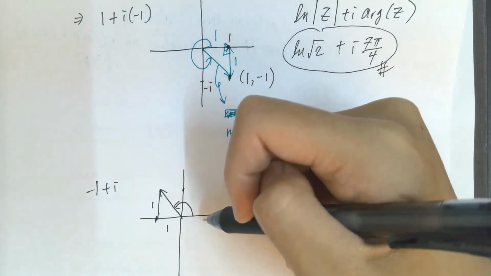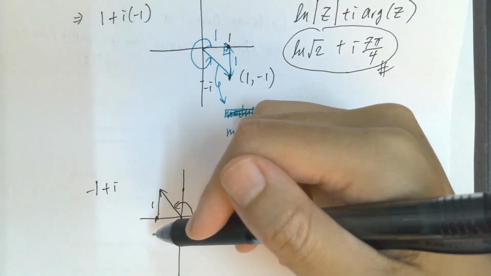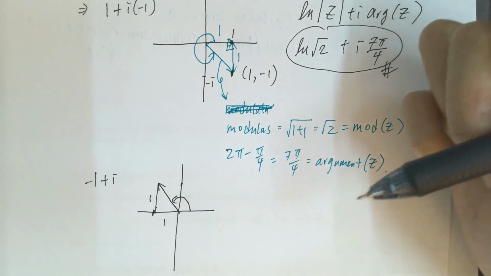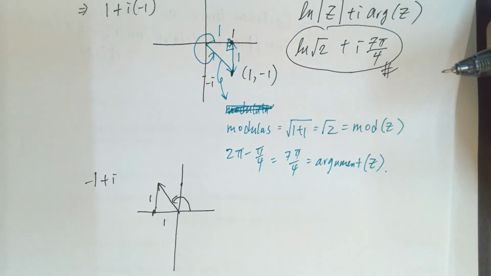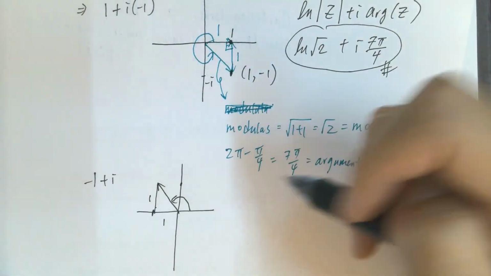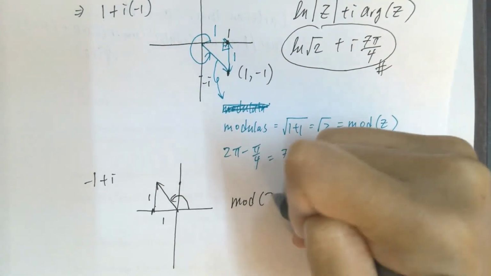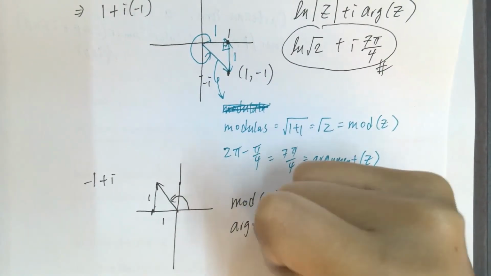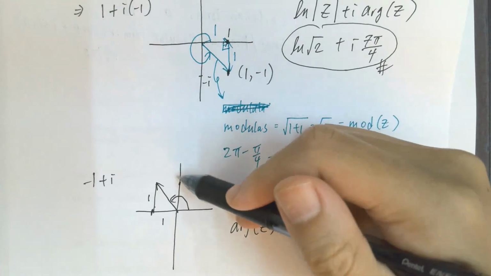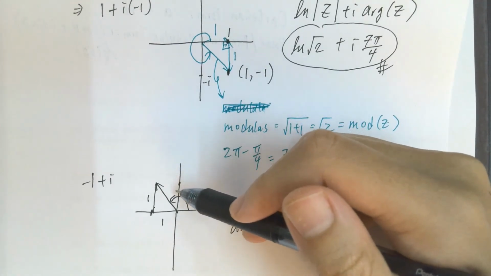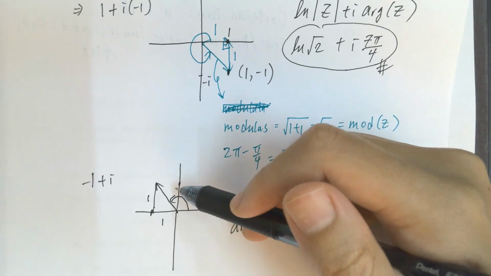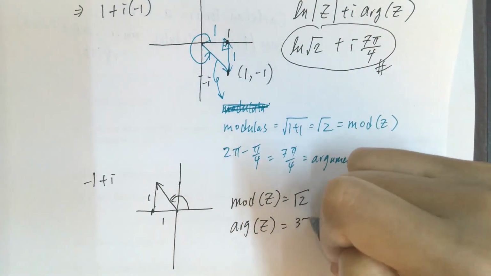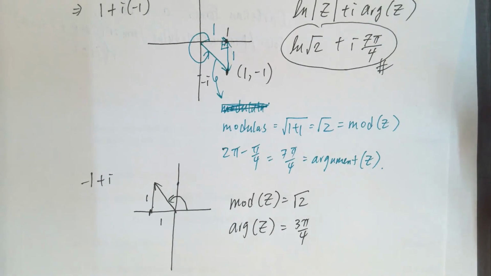I'm terrible at this. So you could do pi minus pi over 4, which is gonna give you what? Okay, so the modulus of this one is gonna be square root of 2, and the argument of this one is this angle, which is pi over 2 plus pi over 4, which is 2 pi over 4 plus pi over 4, so it's gonna be 3 pi over 4. I hope that's okay.